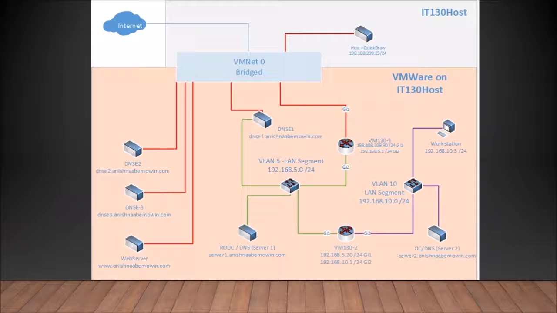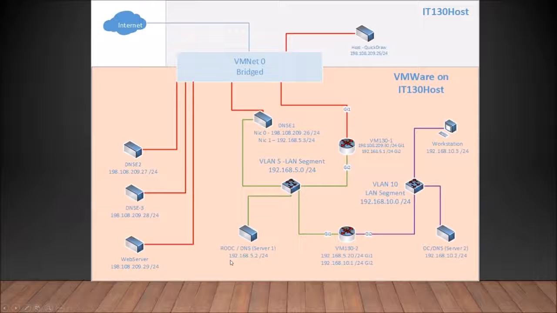So if we had another example, we try to go to server1.anishnaabemowin.com. The workstation is going to go ask this DNS server, do you know the IP address of server 1? It's going to check its local record, and it's going to come up, yeah, it's 192.168.5.2. So then server 2 will reply that address to the workstation. Then the workstation will send a packet out to the server, and it can then talk to it because it knows its local IP address.